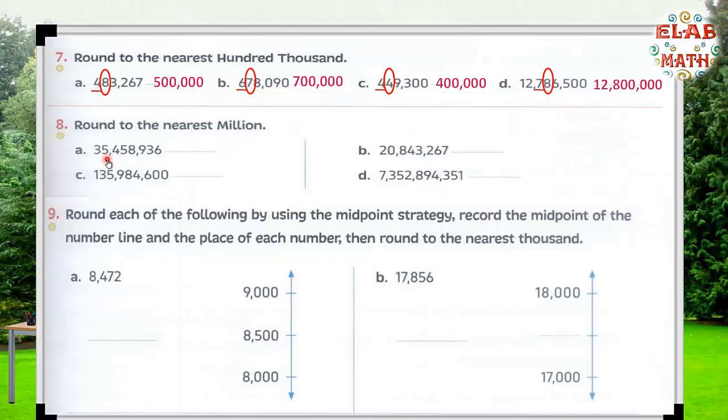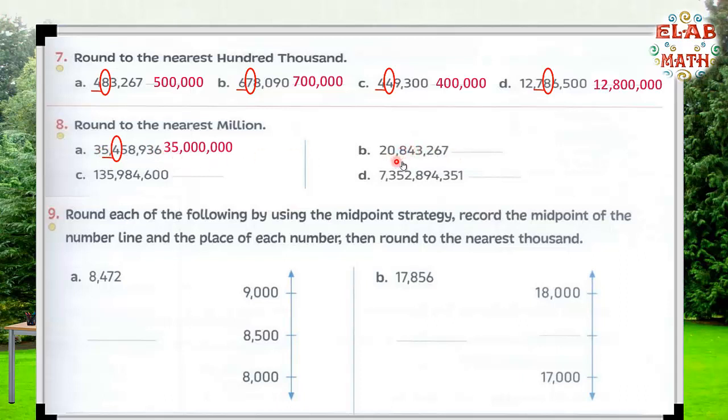Number 8, round to the nearest million. Where is million? Million here 5, put a line and circle the next digit from the right side. We have 4, 4 is less than 5, that means write 5 without a change. And we said all digits before the underlined digit, you should write without a change. So you should write 35 million.